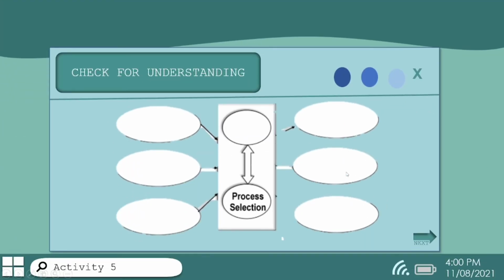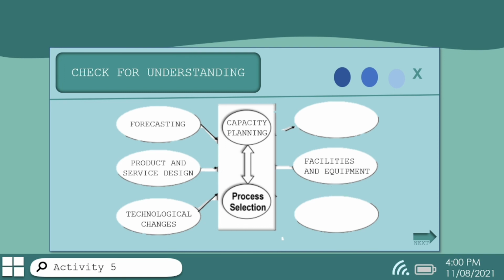Activity 5, check for understanding. Process selection and capacity planning are needed in the system design. Forecasting, product and service design, and technological changes influence capacity planning and the process selection, in which these two are interrelated and are often done together. These two affect the choice of facilities and equipment, layout, and work design in the operation of the management.